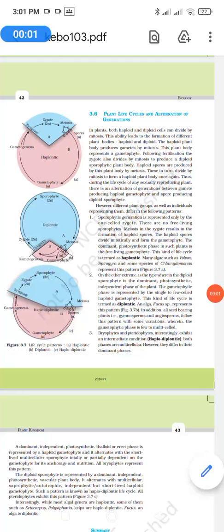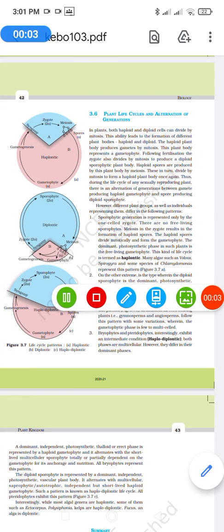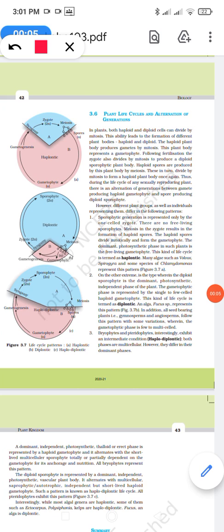Hello everyone, welcome. This is the last portion that we are going to discuss from Plant Kingdom of class 11 CBSE NCERT, which is plant life cycle and alternation of generations. There are three types of plant life cycles: either haplontic, diplontic, or haplodiplontic.